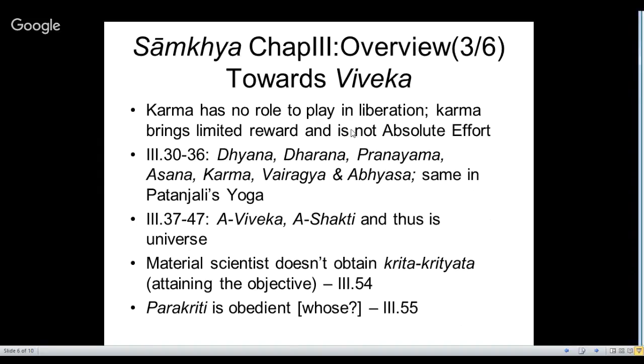Then that means karma has no role to play in liberation. Karma brings limited reward. There is a karma phal. So any effort we make is finite because we are finite human beings. Naturally, the corresponding reward will also be finite. But he started his book with dukha atyant niveti, atyant purusharth. So that is absolute effort.